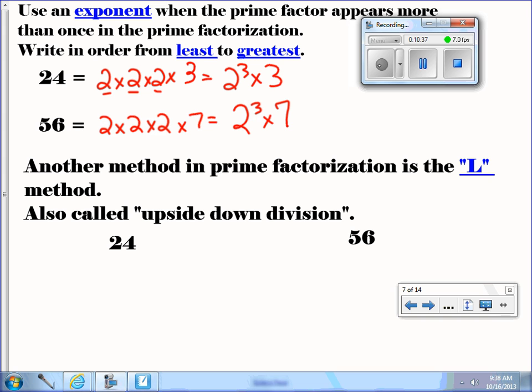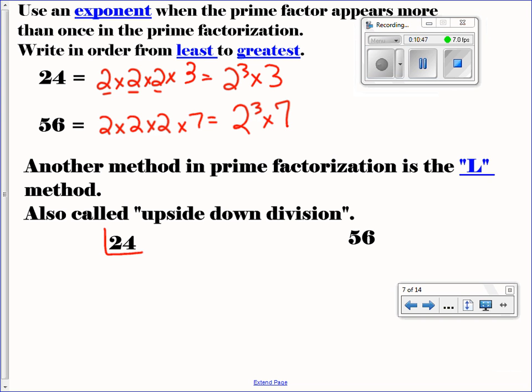A factor tree is one way of doing prime factorization. Another method that you might see is called the L method. It's also called upside down division, where you take 24 and find the prime factorization of it by dividing. 2 into 24 is 12. 12 divided by 2 is 6. 6 divided by 2 is 3. Our factors are on the outside of the problem, so that would be 2 to the third power times 3.